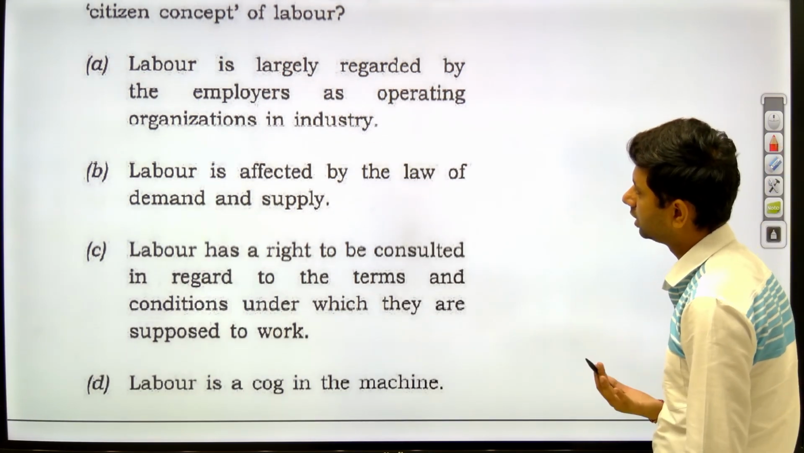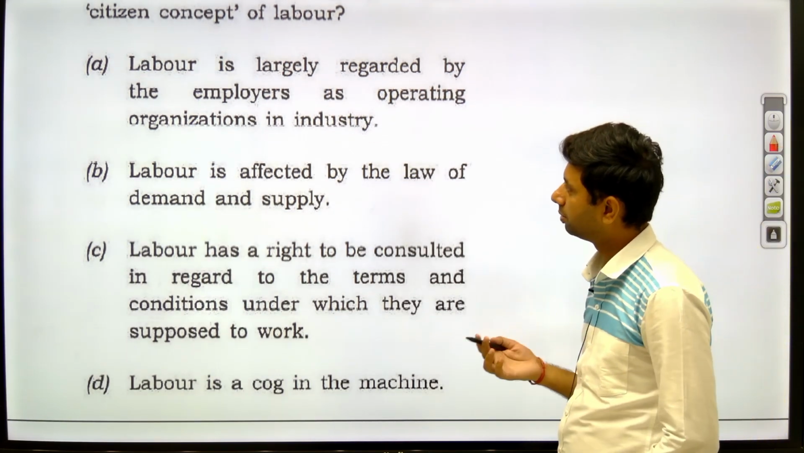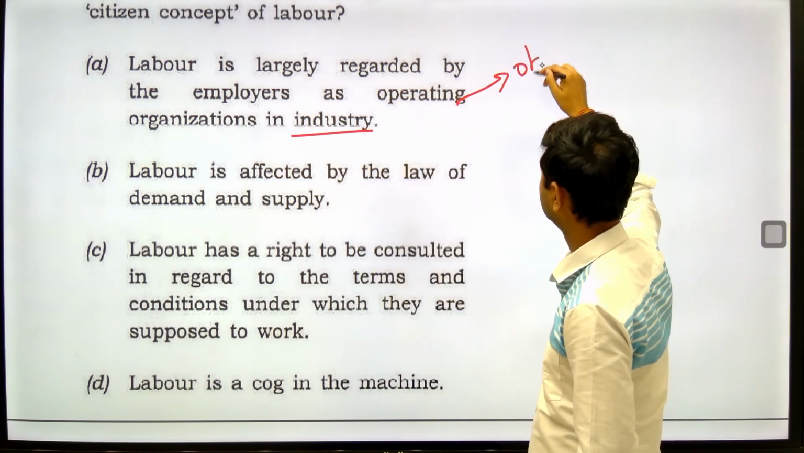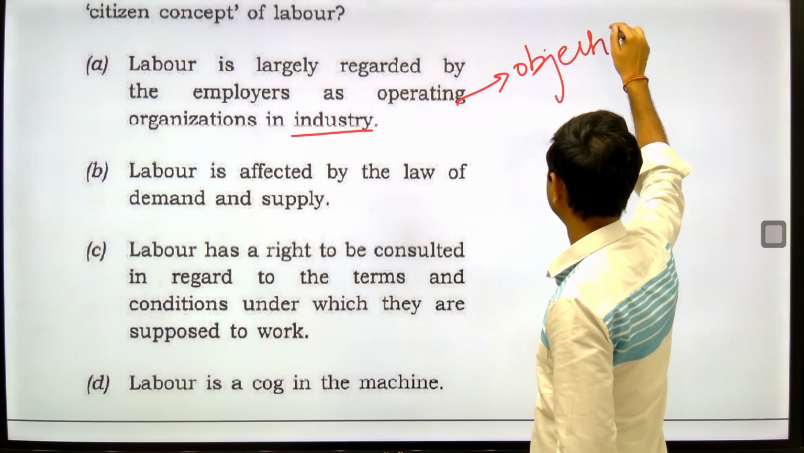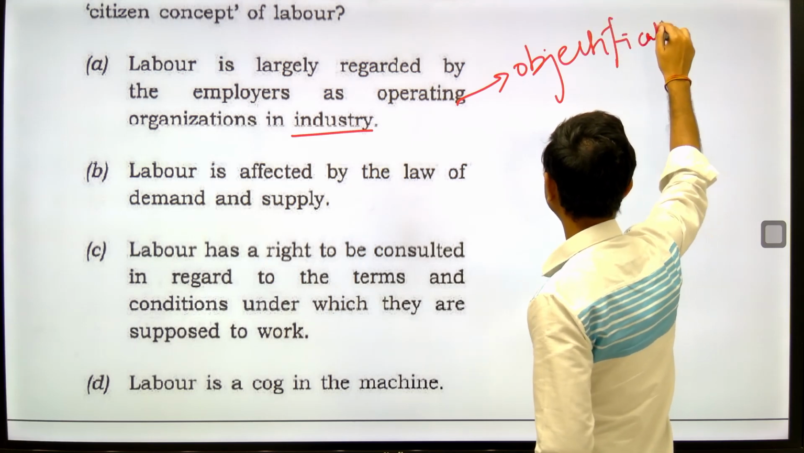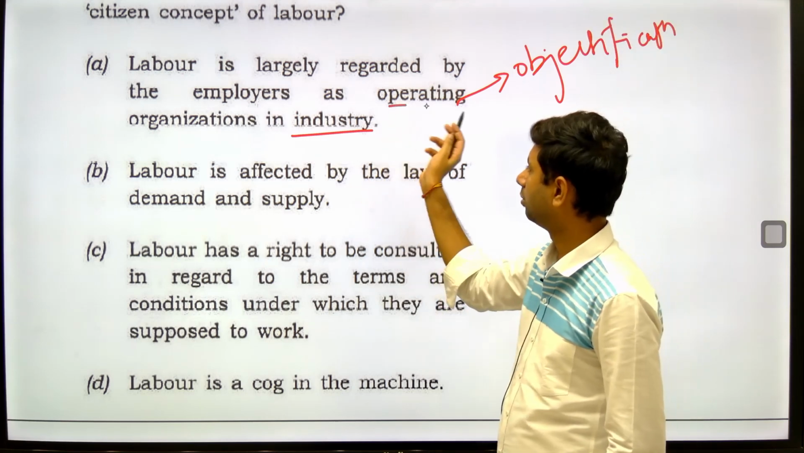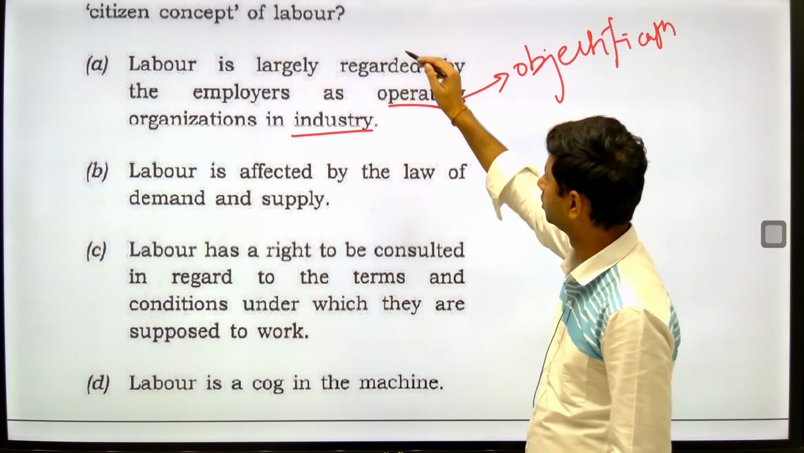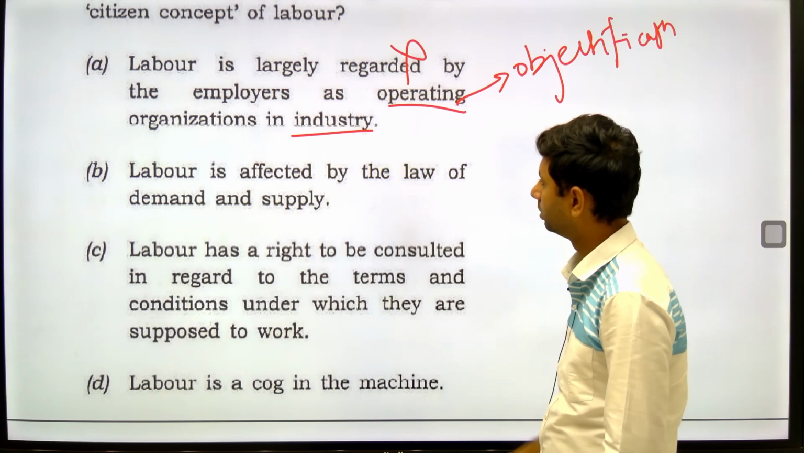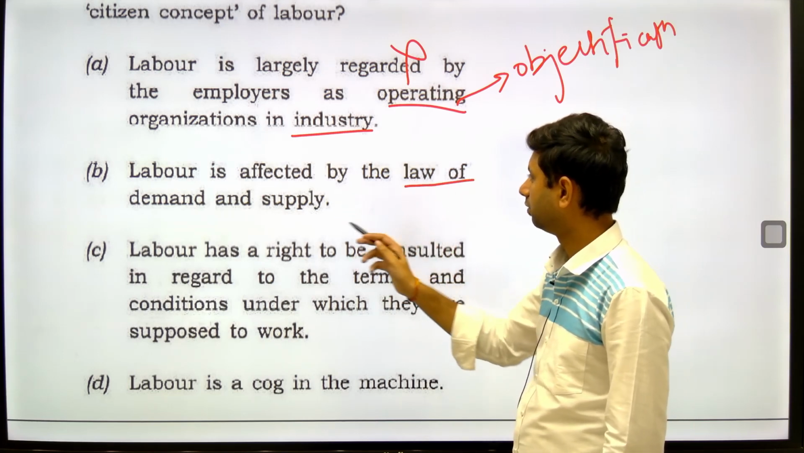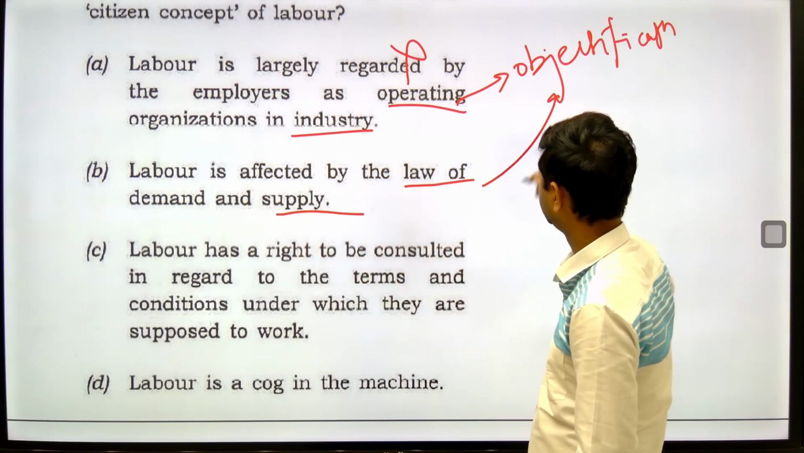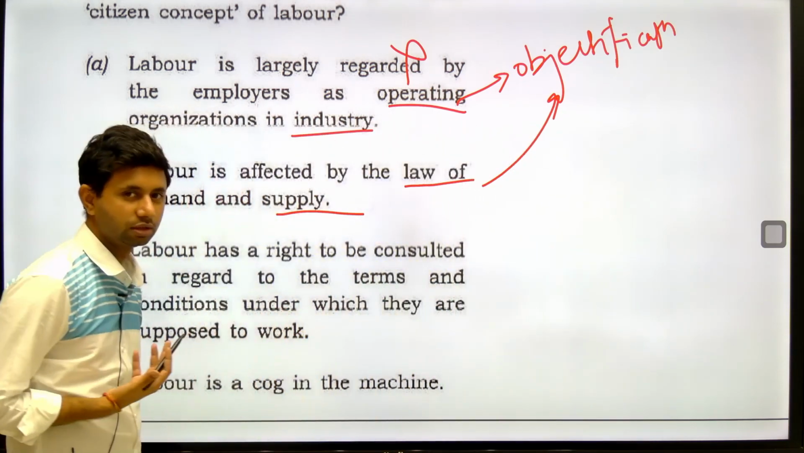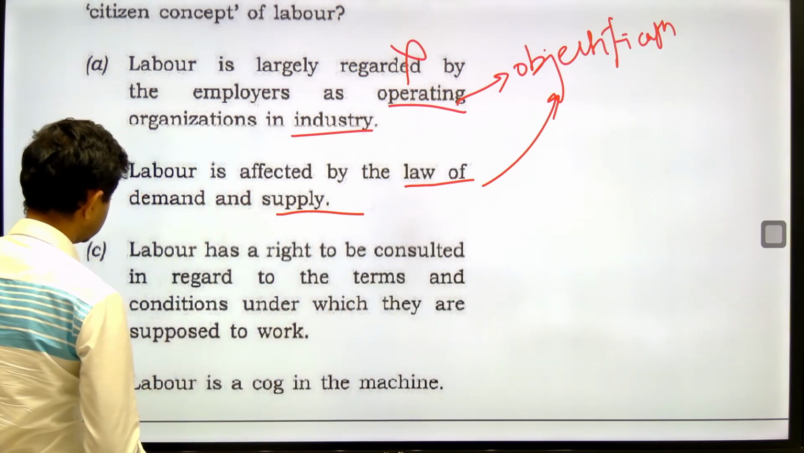Labor is largely regarded by the employers as operating organizations in industry. So it's like objectification of workers. They are actually being used as operating organizations. So this should be incorrect. Labor is affected by the law of demand and supply. Similarly, same thing. It's like an object which is either in high supply or low supply.